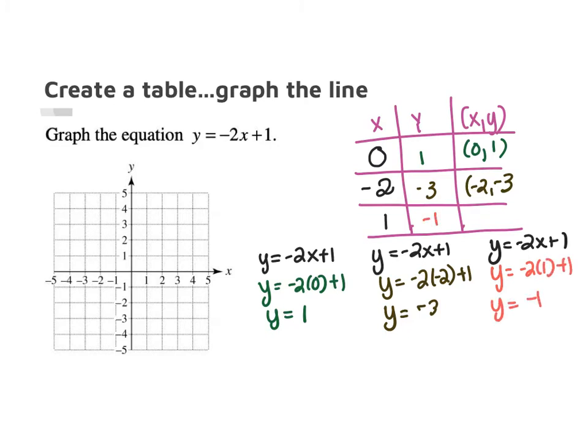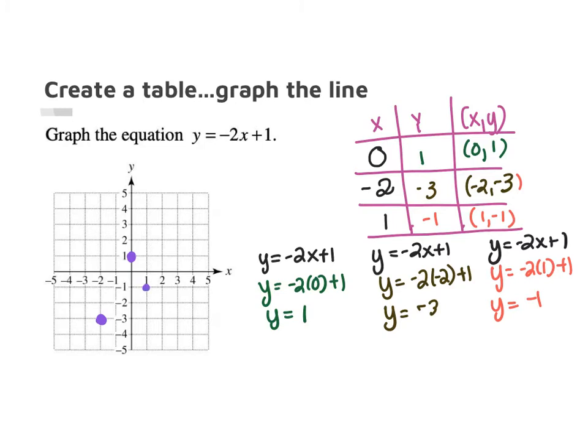So my point is -1, which makes it 1, -1. And I'm now going to go over to my graph, my coordinate plane, and I am going to graph those. So again, stop the video, try graphing those. So I'm going to graph 0, 1. -2 is the x, -3 is the y. And I'm going to graph 1, -1.